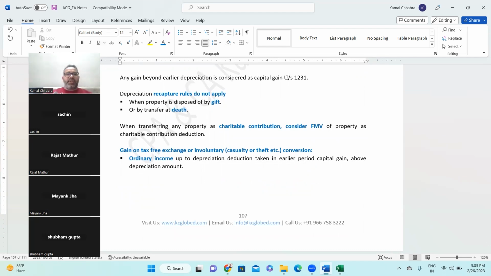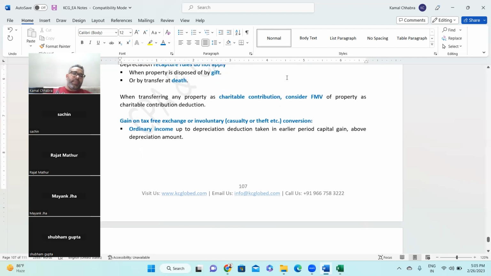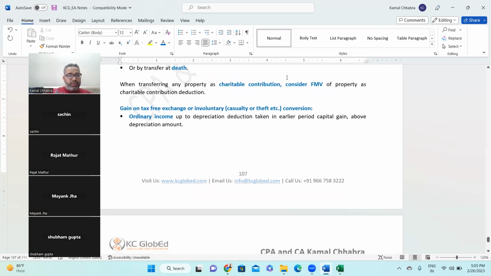Depreciation recapture rules do not apply when the property is disposed of by gift or by estate, which is a transfer in the case of death. When transferring any property to a charitable institution as a charitable contribution, consider the fair market value as the value of the charitable contribution deduction. Gain on a tax-free exchange or involuntary or casualty conversion is considered ordinary income up to the amount of depreciation charged earlier. Any amount over and above would be considered a capital gain.